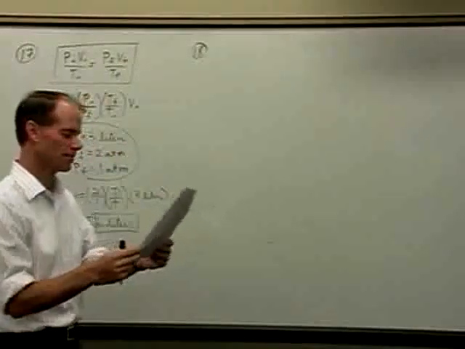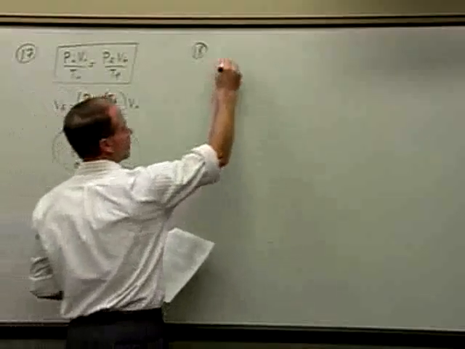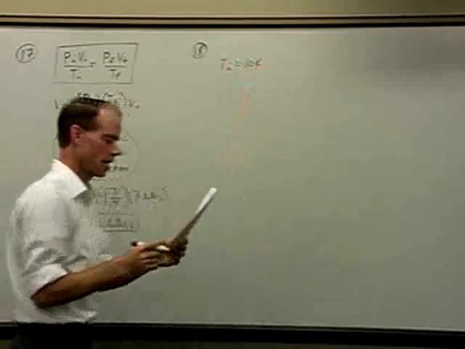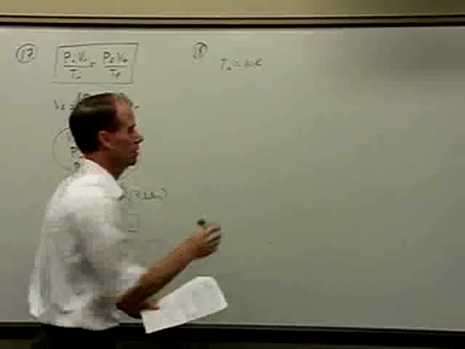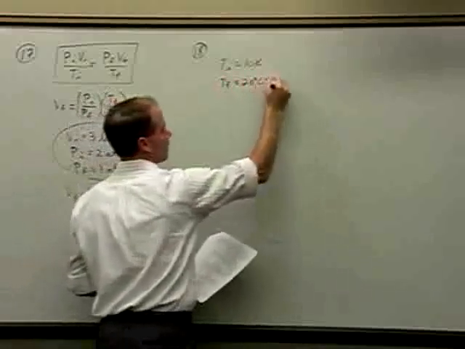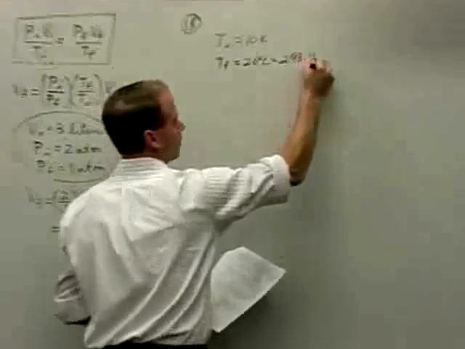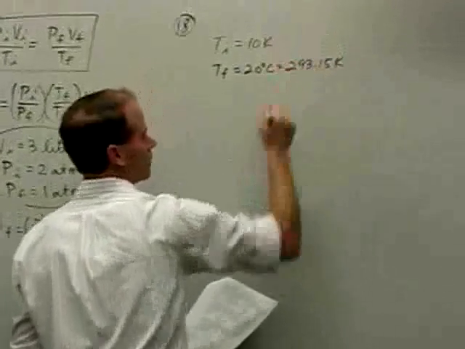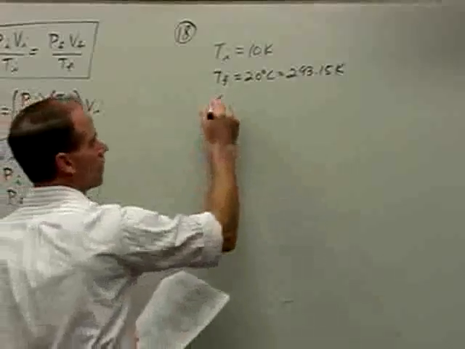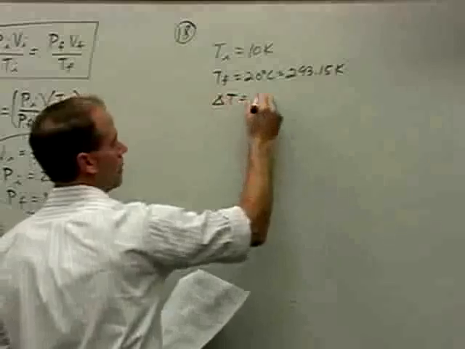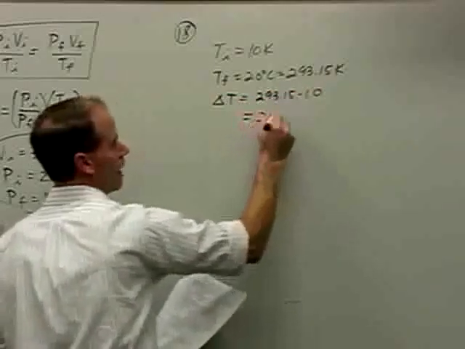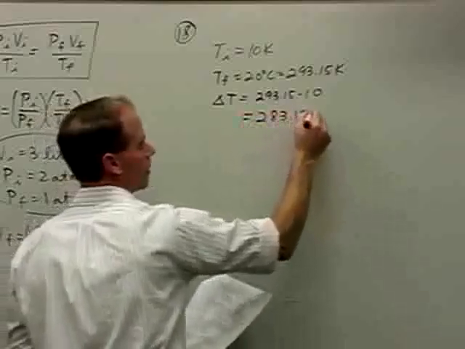So let's assume that we start at the lower temperature. Our initial temperature is 10 degrees Kelvin, and our final temperature will be 20 degrees Celsius, which would be 293.15 degrees Kelvin. So our change in temperature will be 293.15 minus 10, 283.15 degrees Kelvin.